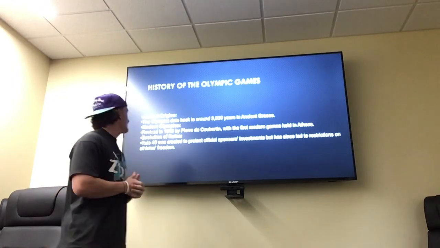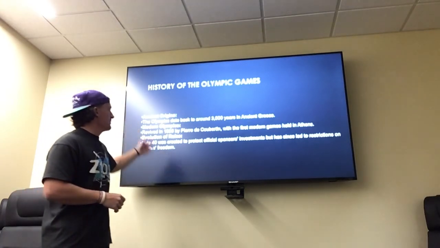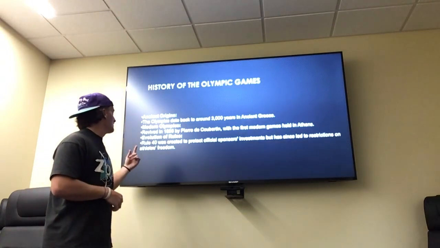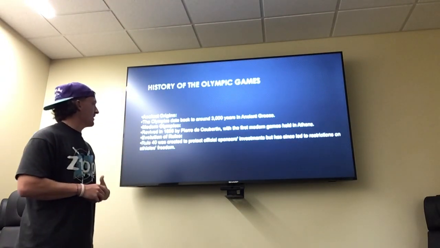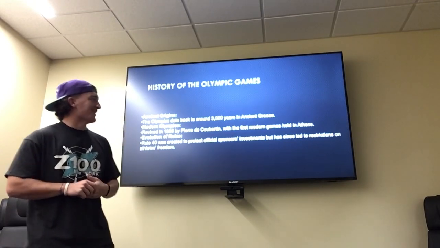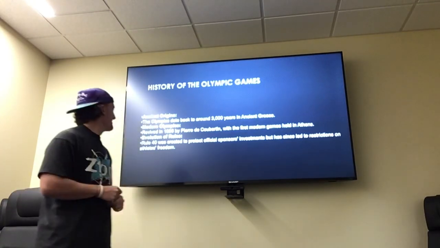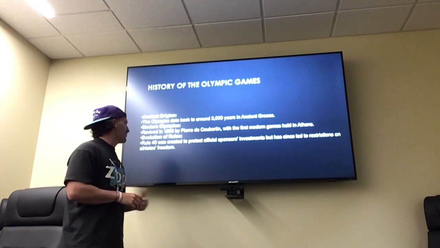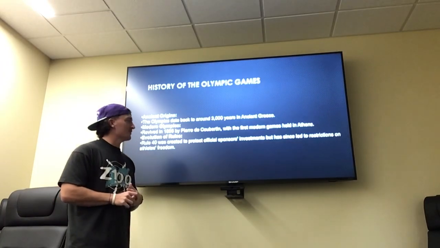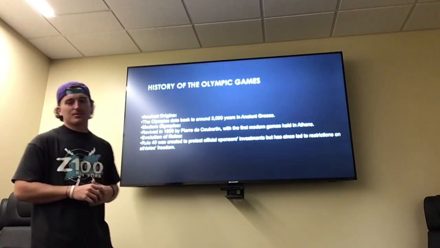History of the Olympic Games. Ancient origins: the Olympics date back around 3,000 years to ancient Greece. The modern Olympics were revived in 1896 by Pierre de Coubertin, with the first modern games held in Athens. Evolution of rules: Rule 40 was created to protect official sponsors' investments in the Olympics, but has since led to restrictions on athletes' freedom.